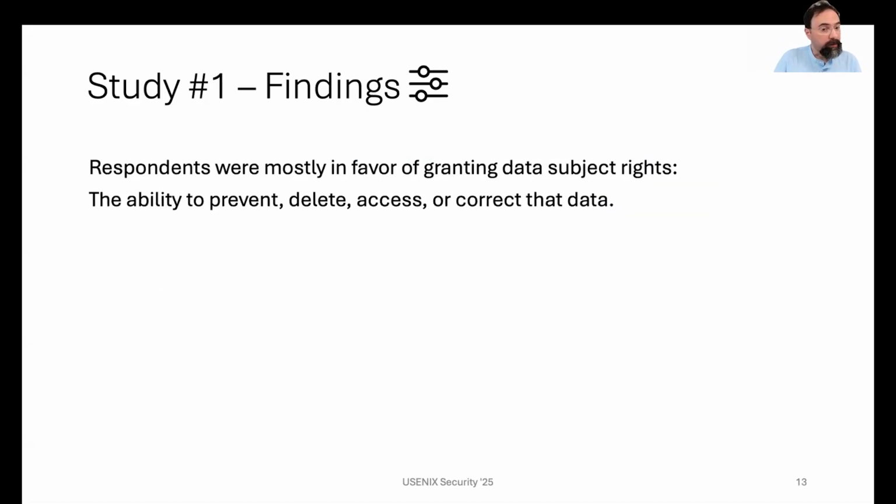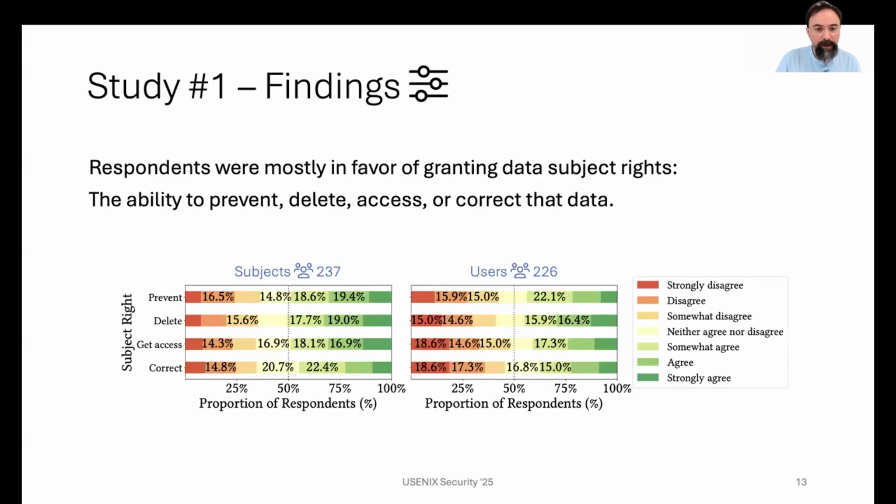We asked the respondents whether they believe people should have rights over their personal data stored in someone else's DAB. And overall, they were mostly in favor of granting such rights, including the ability to prevent, delete, access, or correct the data. As you can see, around 40 to 48% agreed with such rights. And this suggests a broad support for data subjects' protections in the DAB context.